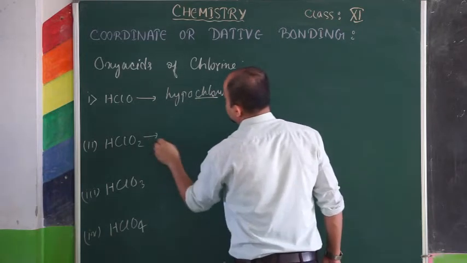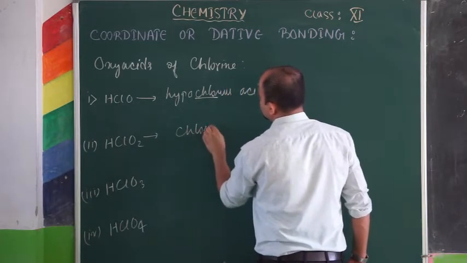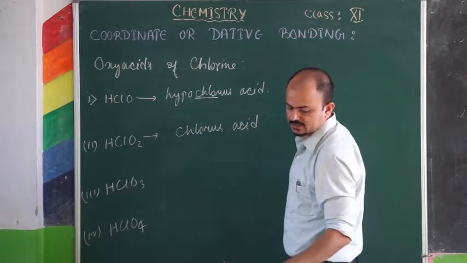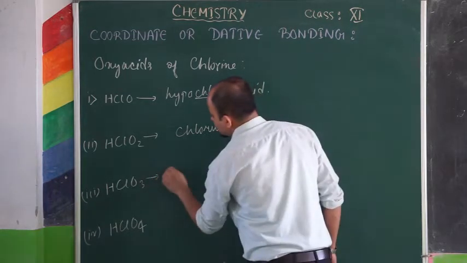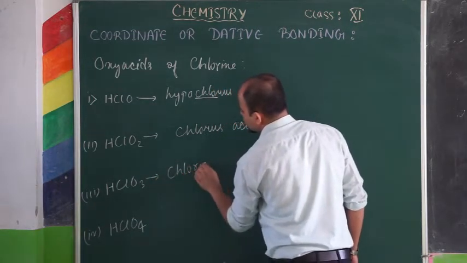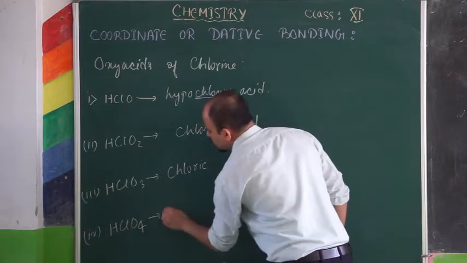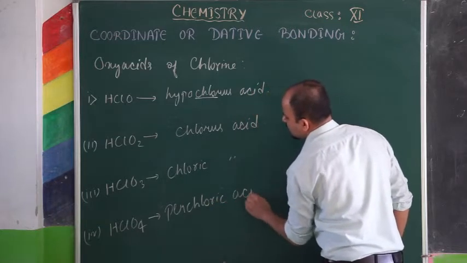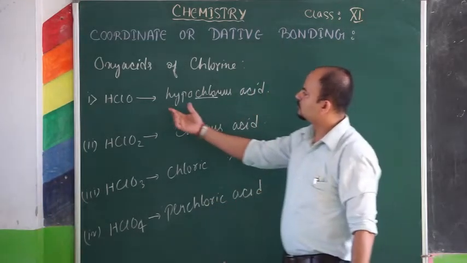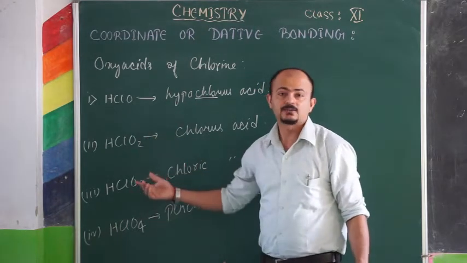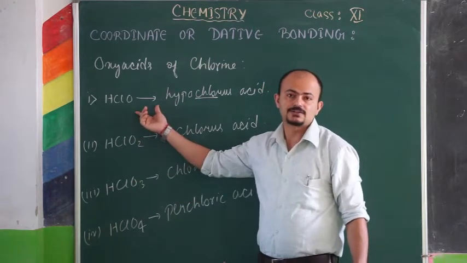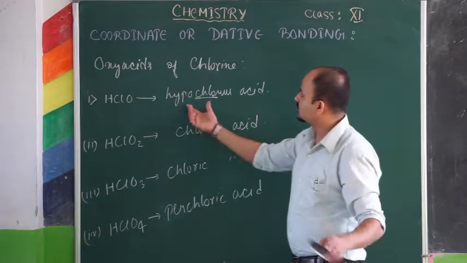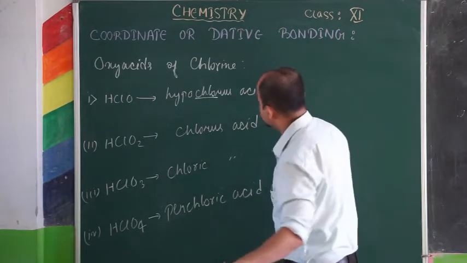Hypochlorous acid. This is chlorous acid. Okay, this is chlorous acid. Now this is chloric acid. Chloric acid, and this is perchloric acid. So we have 4 oxy acids of chlorine. Now we are going to discuss the electronic structure of each of these acids. So first we will be discussing hypochlorous acid.